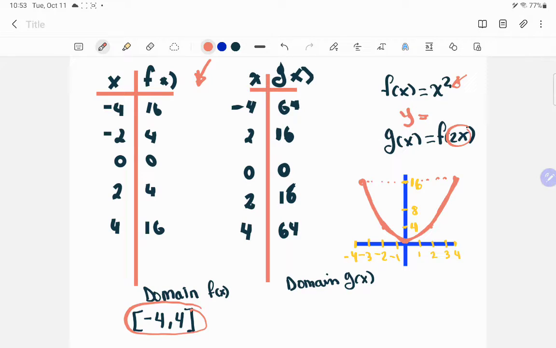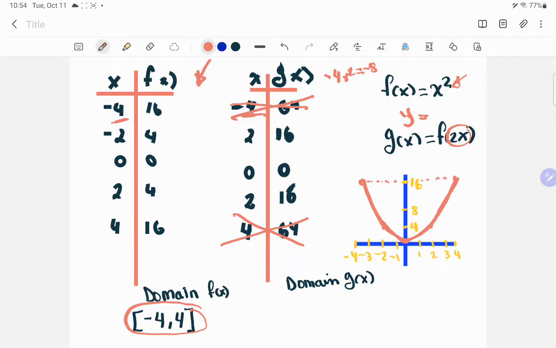If I do a table for g of x, I started with negative 4, the same x as f of x. But look at the y. Negative 4 times 2 is negative 8. Negative 8 exponent 2 is 64. Do I have a y available that is 64? No, the highest value that I have is 16. So I cannot work with negative 4. I cannot work with positive 4.